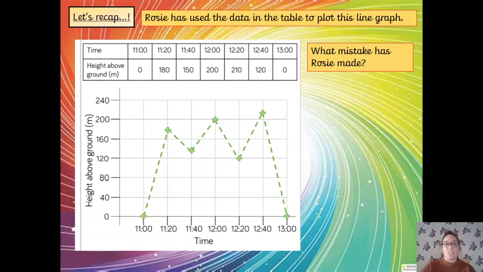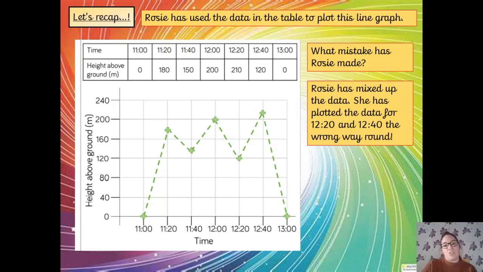Okay, did you notice it? Did you find the mistake? Did you spot the error? This one was really quite tricky to spot, okay? So you had to really look at the data carefully. And what I did, I had to actually replot it again to see what the mistake was. And hopefully you would have noticed that it's because Rosie mixed up the data.